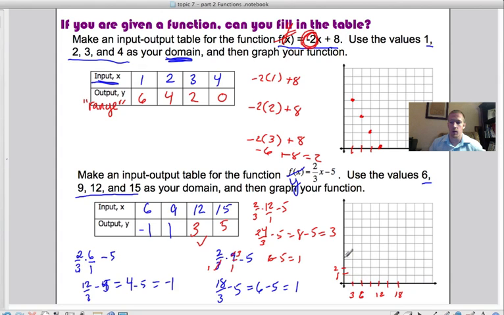And that's a -1. That's all right. We can ballpark that guy. So then we've got 6, -1. So that'll be down here approximately. 9, 1. 12, 3. And 15, 5.